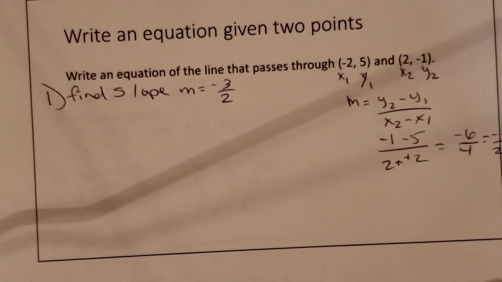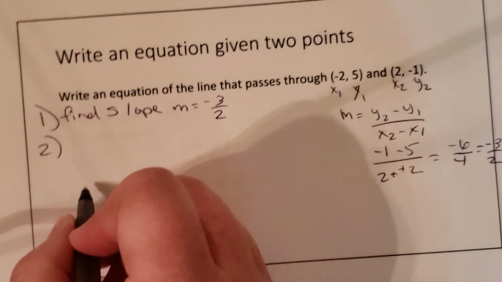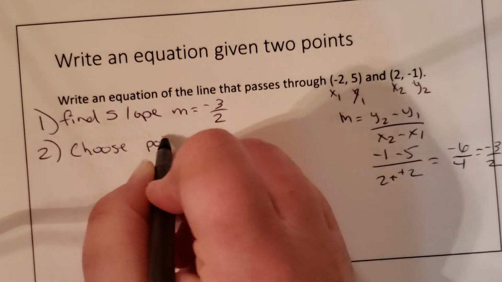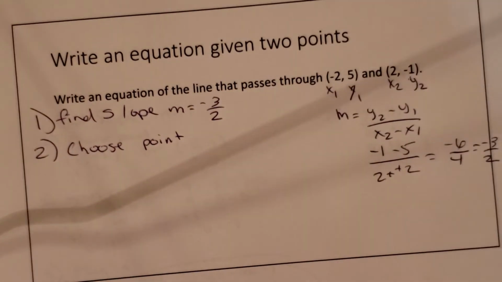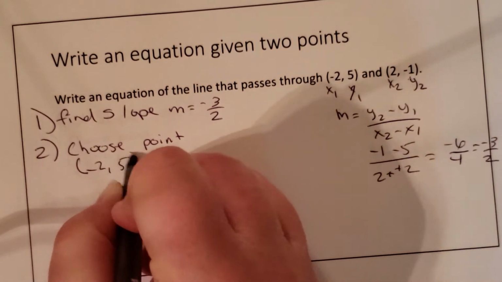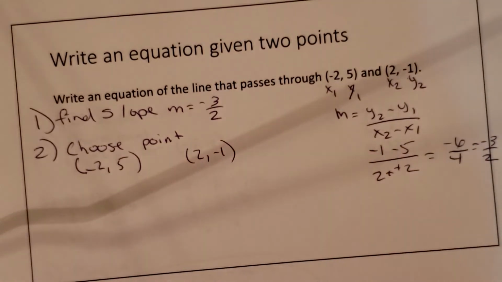All right. Step 2 is to choose a point. Because again, it doesn't matter. You can choose -2, 5, or 2, -1. It does not matter.